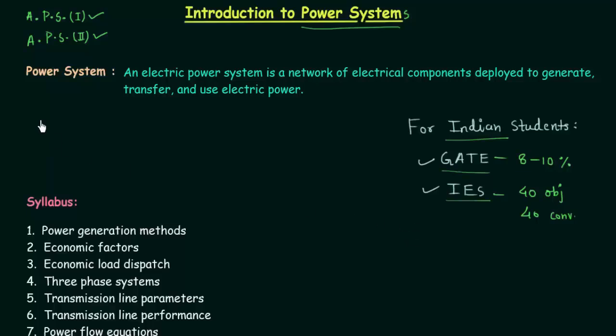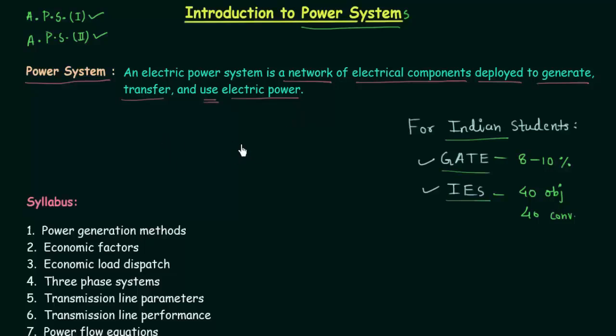We will start the introduction to power system. The first question that comes to our mind is, what is power system? First I will read the definition, then I will explain it. An electric power system is a network of electrical components deployed to generate, transfer and use electric power.